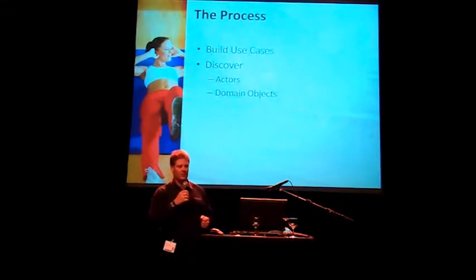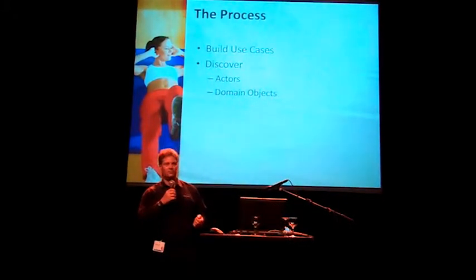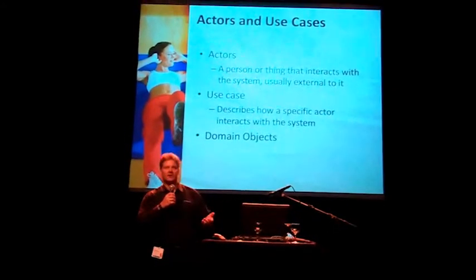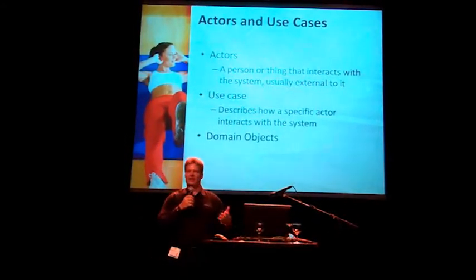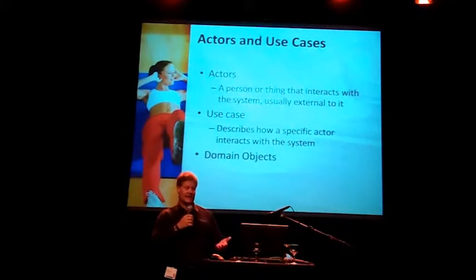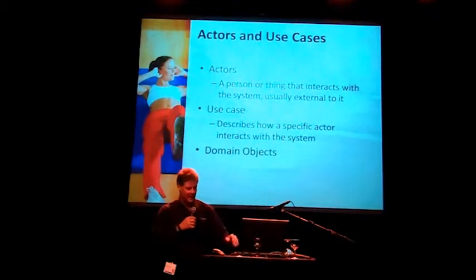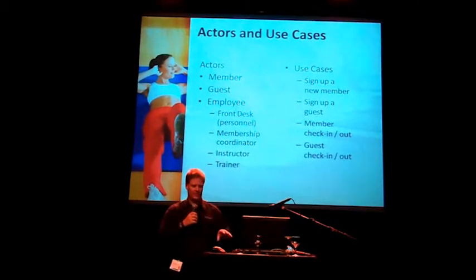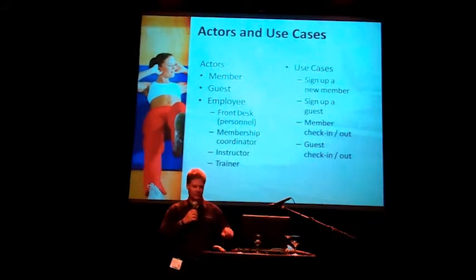So the process will be building use cases, and through those use cases we'll be discovering actors and domain objects. An actor is something external to the system that interacts with it. A use case describes how an actor interacts with the system, and domain objects are things that fall out that we need to account for in our software system.